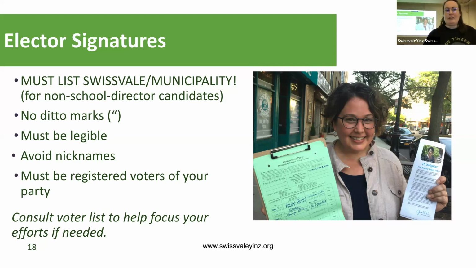That's even, I think, on the official instructions too. That is something that people get in trouble for. You want them to be as legible as possible, which, you're not going to teach people how to write again, but as long as everything that they do can be read, then you should be okay. You want them to avoid nicknames. And again, you want to keep checking that they're a registered voter and a member of your party. You can get a voter list, which not all candidates for local office use, but it can help you guide where you're looking for signatures, depending on what your plans are and how much time you want to spend doing that.